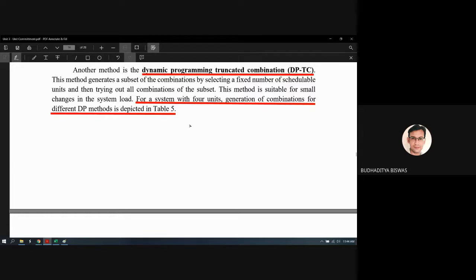But remember one thing, both dynamic programming and the priority list method never give us the most optimum solution. So how to find the most optimum solution? Practically, there is no way to find the optimum solution till now. That's why, as I told you, this is a very, very challenging area for researchers. So much research is still going on. Many people are doing their PhD on this, finding different methods to find the most optimum solution using dynamic programming.